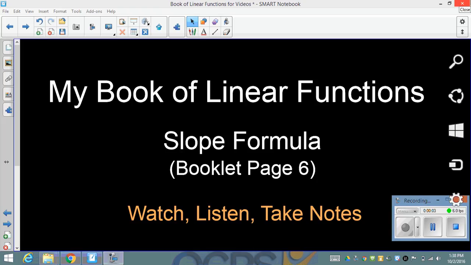We have talked about what slope is, change in y over change in x, and how to find it using a graph. We are going to talk about how to find slope using the slope formula. You are going to watch, you are going to listen, and you are going to take notes in your booklet on page 6.